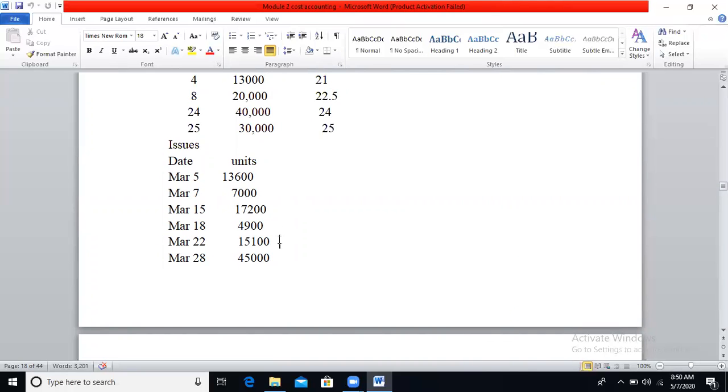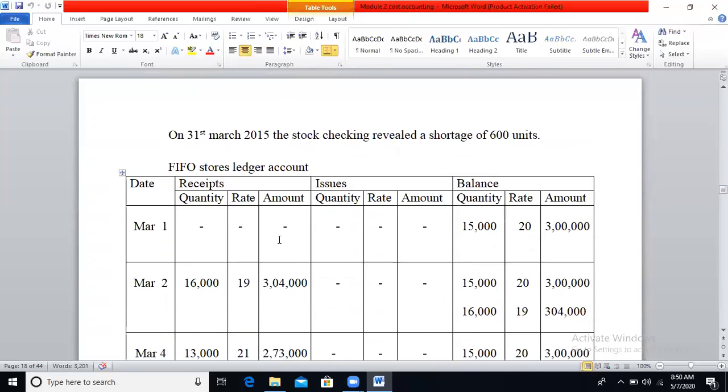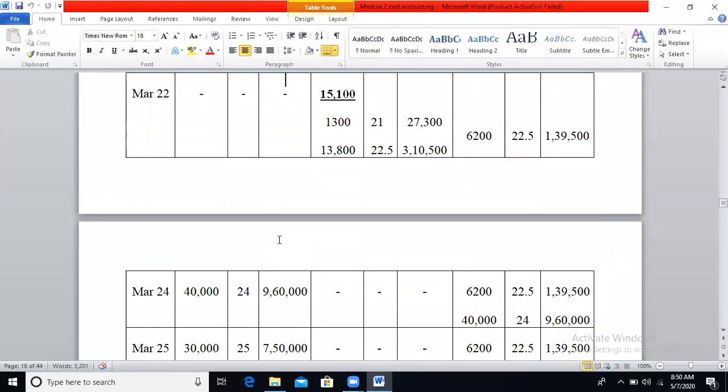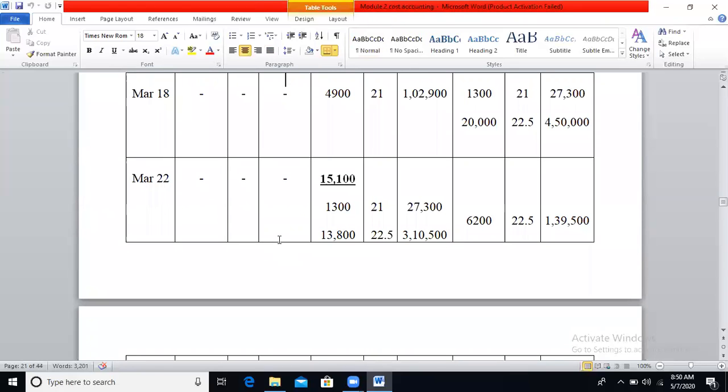Once again, we are issuing 15,100 units. So March 22nd, we are issuing 15,100 units. Now see the balance. First balance quantity in the balance column will be 1,300 units. So first issue these 1,300 units at rupees 21. The total value will be 1,300 into 21, you will get 27,300. So out of 15,100, you issued 1,300. Still I want 13,800 units to issue to the production department.